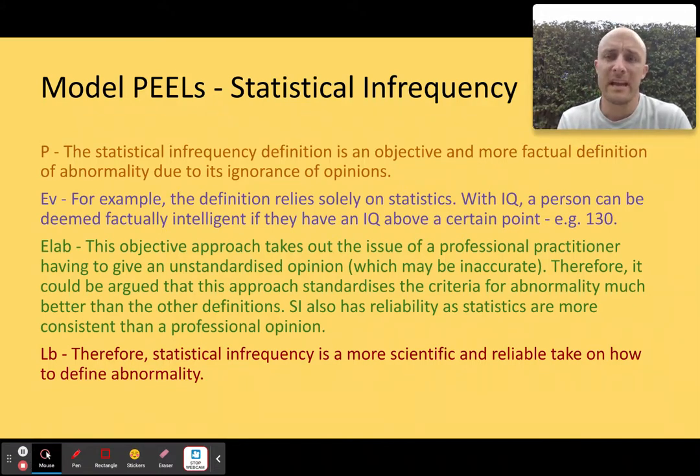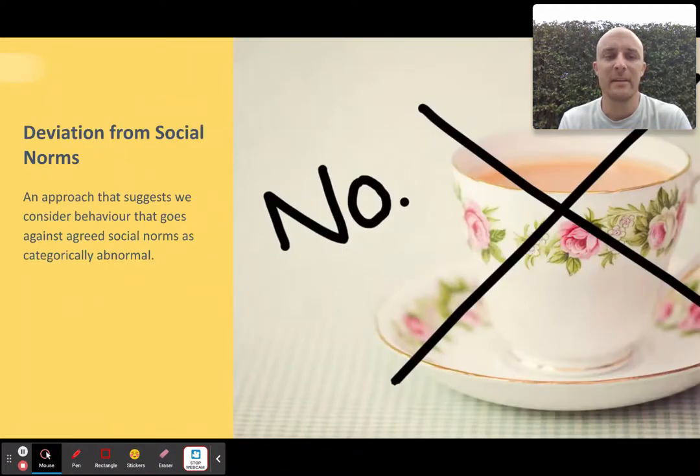So I'm going to move on to the next one here, which in this case is deviation from social norms. This definition is subjective, so it involves opinion of society. So it's an approach that suggests we consider behavior that goes against agreed social norms as abnormal. So, for example, if people don't like tea, and I, by the way, think these people are freaks. No offense. Weirdos. Abnormal. If people don't queue, for example, that's a very British thing, we see them as abnormal, right?